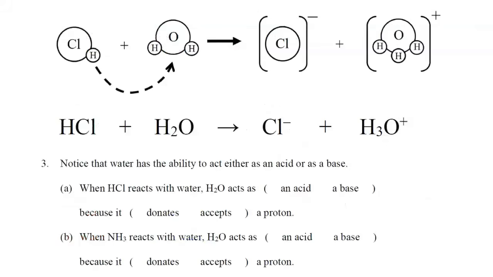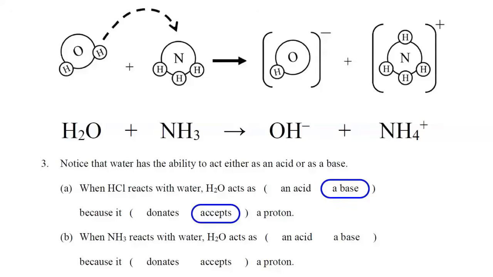So in number 3, it says, notice that water has the ability to act as either an acid or as a base. Part A, when HCl reacts with water, H2O acts as a base because it accepts a proton. Part B, when NH3 reacts with water, H2O acts as an acid because it donates a proton.